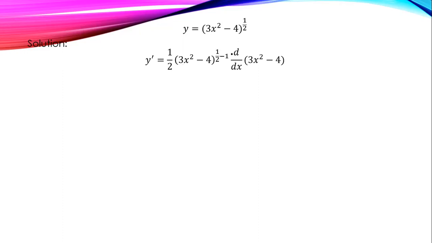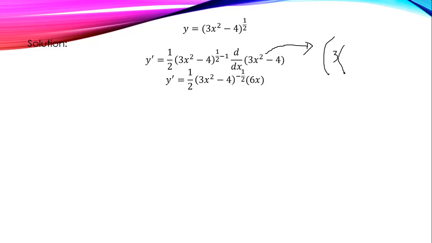And then the derivative of the inner function. The derivative of 3x squared minus 4. So 1/2 minus 1 is equal to negative 1/2. And the derivative of 3x squared minus 4 is equal to 6x. Paano? So yung 2 na to, minultiply natin sa... So the process is ganito.